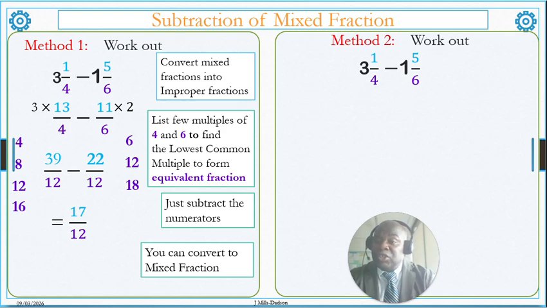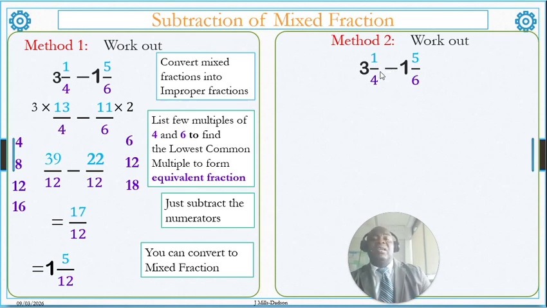And now you check your answer. If the answer is an improper fraction, then you convert it into a mixed fraction. So how many 12 into 17 is 1, 12, remainder 5, is 1 5/12. So this is the conventional method. Now let's see where we can work them separately, whole numbers separately and fractions separately.